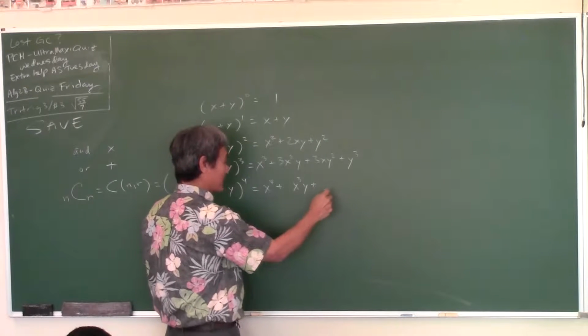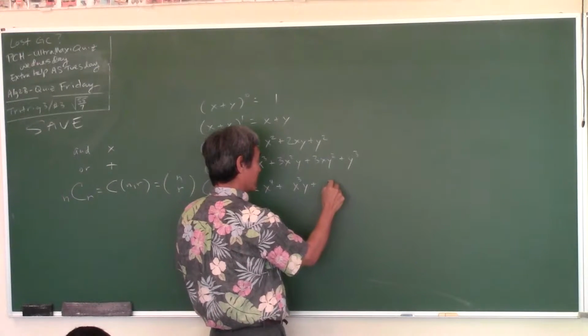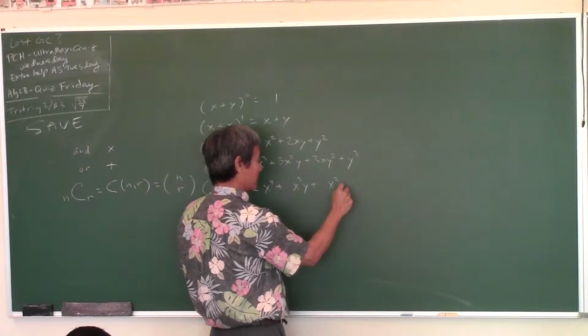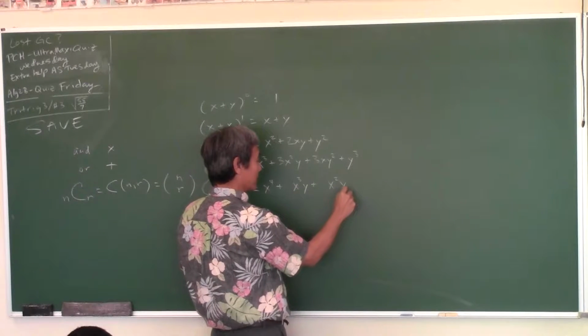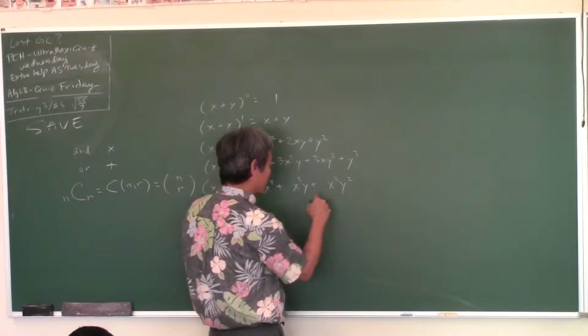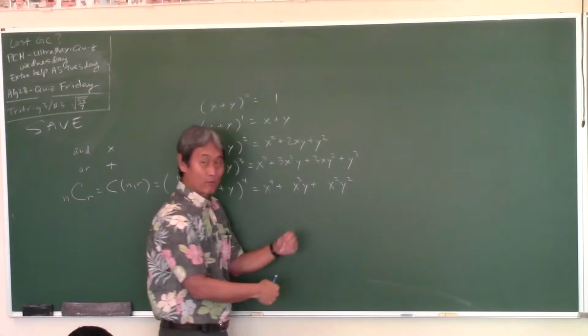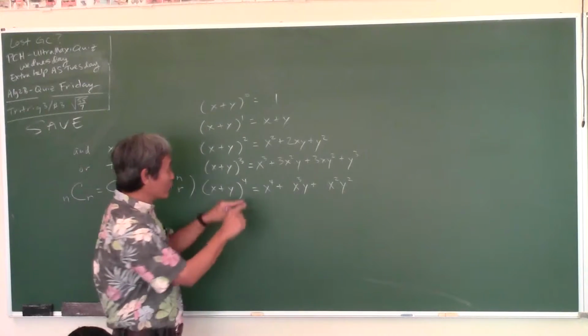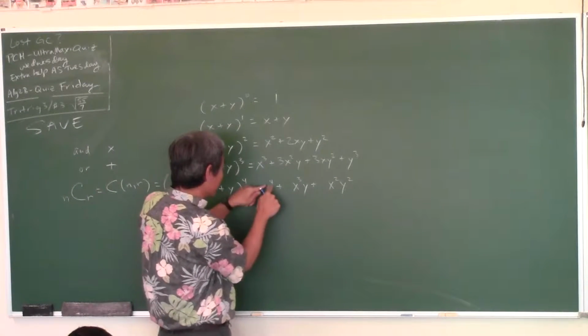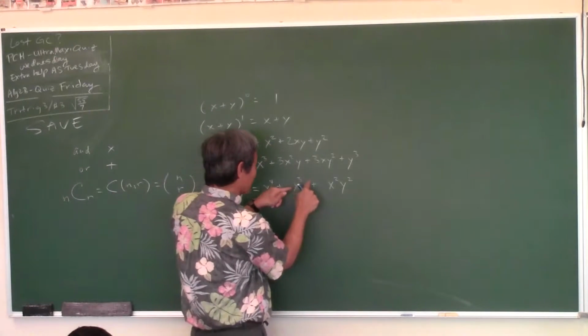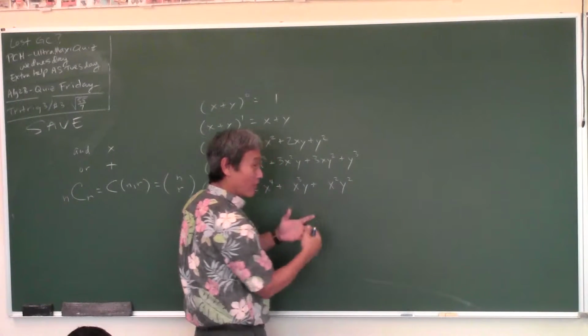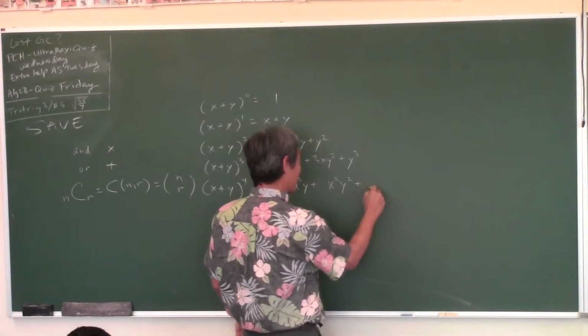And then what's the next one going to be? Something times x squared y squared. Come on, the power of y is going up. You guys can add 1 and subtract 1. And the two powers always add up to 4. See, 4 plus 0 is 4. 3 plus 1 is 4. 2 plus 2 is 4. They always add up to 4. So what's the next one going to be?